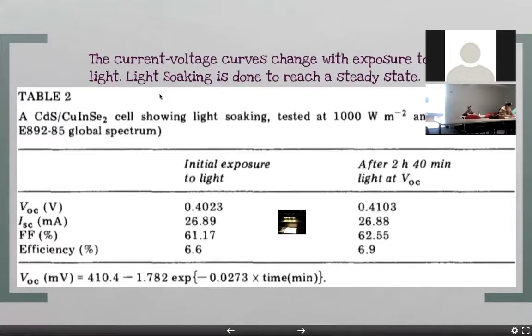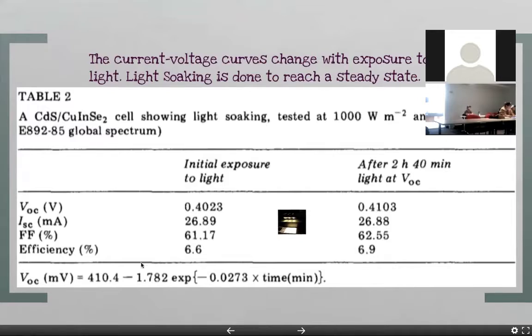After that, it can remain constant. So what people do during manufacturing is what's called light soaking. You put this panel in a bath of light, essentially under a big lamp for a long time, typically many, many hours, until it reaches a steady state. So this is an example of how much change you can expect to see. This is a cadmium sulfide copper indium diselenide cell, a common thin film cell; First Solar, for instance, makes cells like this. After initial exposure to light, you get an open circuit voltage of, let's say, 0.4023. After 2 hours and 40 minutes of exposure to light, the open circuit voltage has gone up to 0.4103. Short circuit current goes from 26.89 to 26.88, not much change, but the fill factor actually improved slightly. So the efficiency actually increased a little bit.